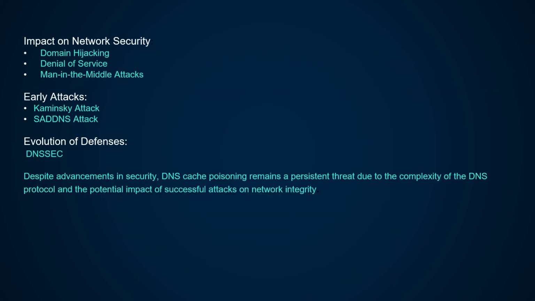Impact on network security. Domain hijacking. Attackers can redirect users to phishing sites or malware infected servers by poisoning DNS caches, leading to potential data theft or system compromise. Denial of service. DNS cache poisoning can disrupt network services by redirecting legitimate traffic to non existent or malicious destinations, causing service outages.